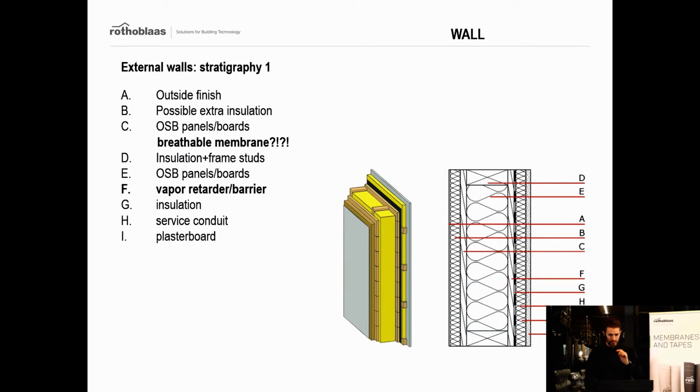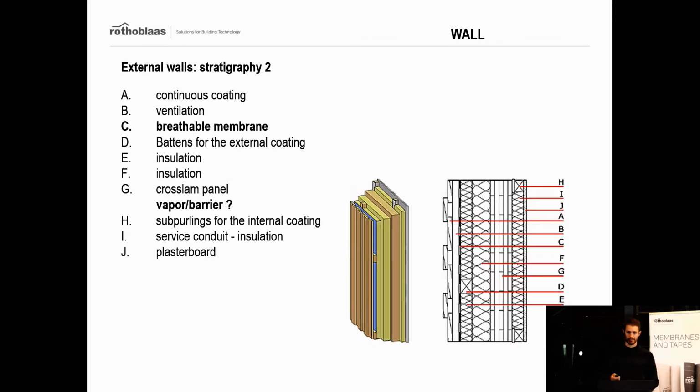So let's have a look at another stratigraphy, for example. When you have a timber frame building, it's more of an issue, because as you know, OSB stops the vapor. It's not breathable, and therefore I would suggest in this case scenario to use a vapor stop barrier on the inside, so that you don't have problems on the outside.